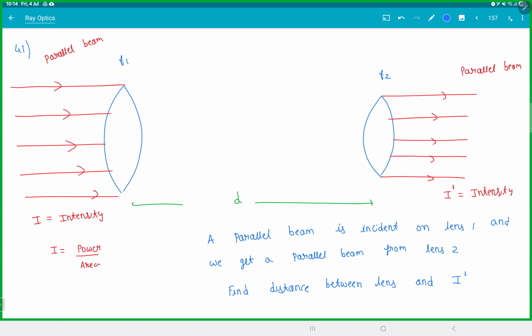Did everyone figure out the distance? If you send a parallel beam, where will they meet? At focus. If you are getting a parallel beam, where should the image be? At the focus. That means that point must be the focus of both of them.